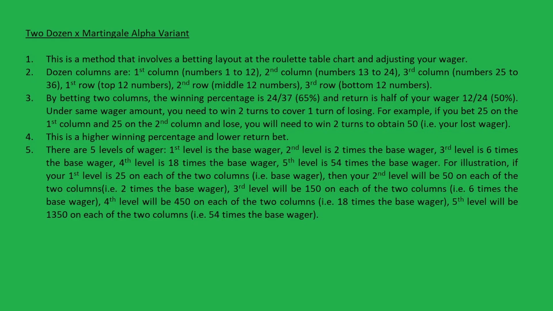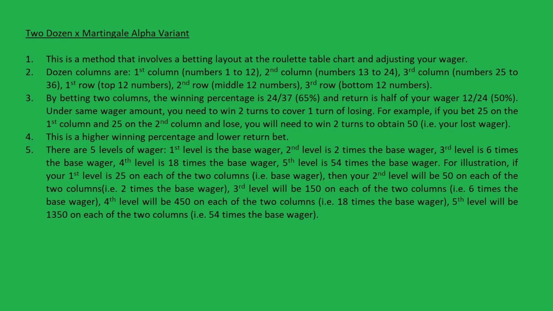3. By betting 2 columns, the winning percentage is 24 to 37, 65%, and return is half of your wager, 12/24, 50%. Under same wager amount, you need to win 2 turns to cover 1 turn of losing. For example, if you bet 25 on the first column and 25 on the second column and lose, you will need to win 2 turns to obtain 50, i.e. your lost wager. 4. This is a higher winning percentage and lower return bet.